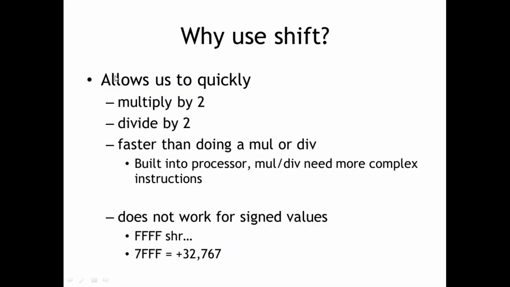Well, it allows us to quickly multiply or divide by 2, and it's actually faster than doing a multiply or divide. Oftentimes what you'll see, especially if you take the reverse engineering course, is that when compilers see a multiply or divide by 2, they'll actually use a shift operation instead of multiply. And so they'll optimize your code for you.